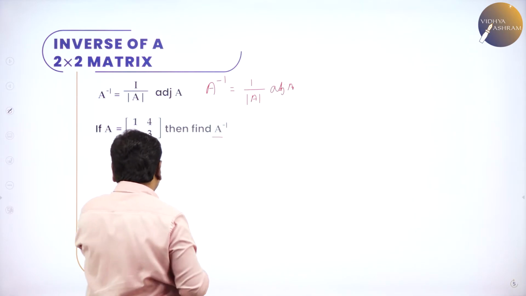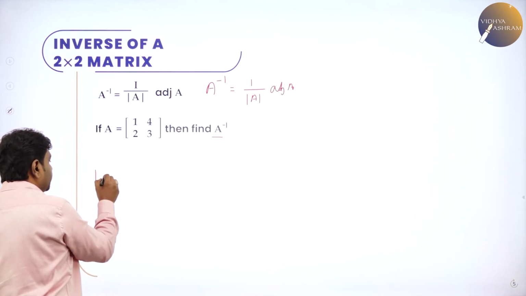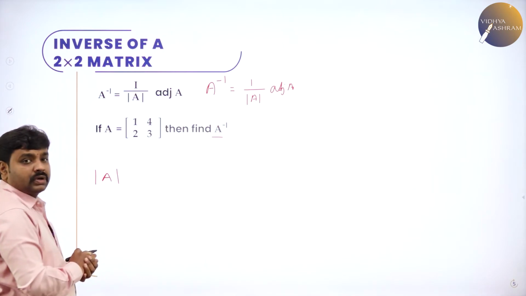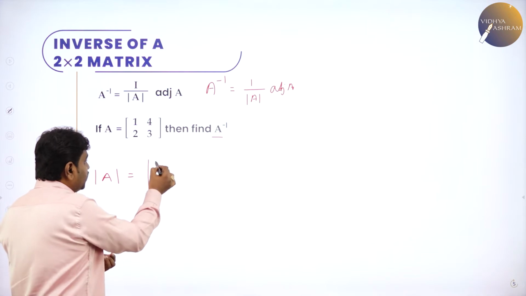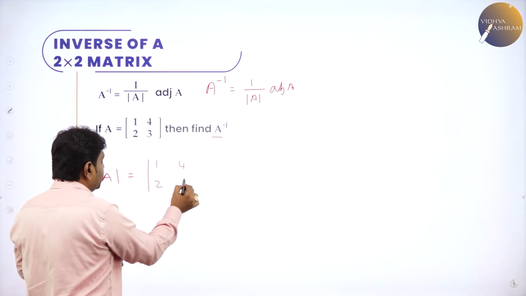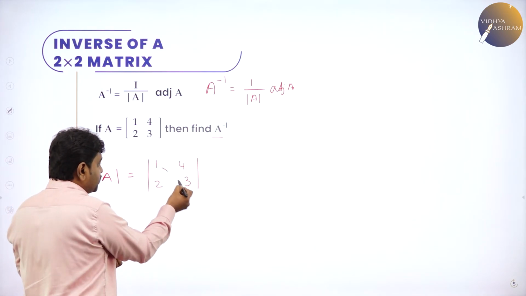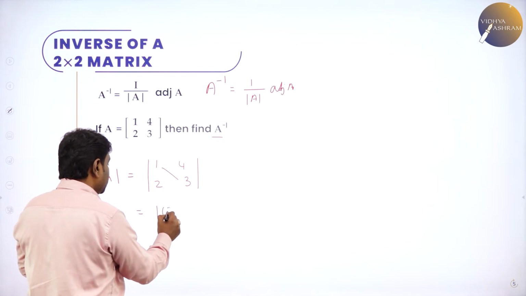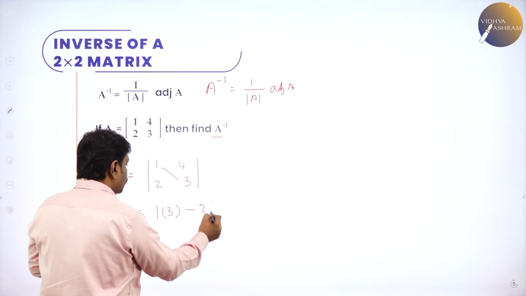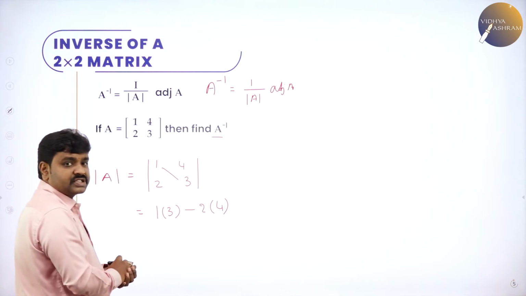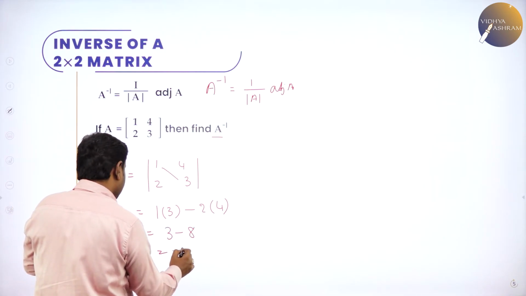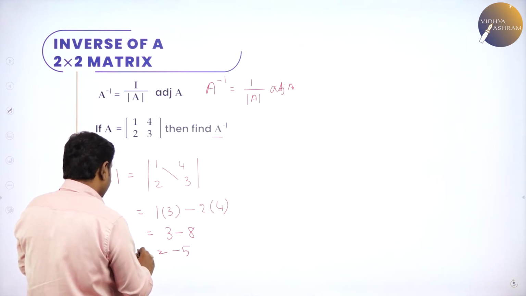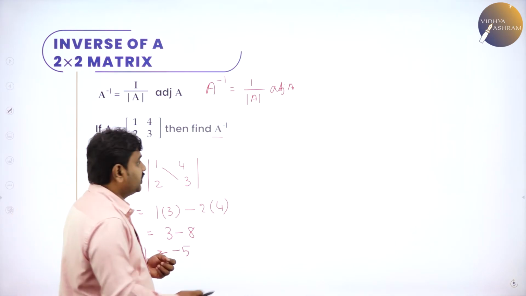Now find determinant A. First we'll find determinant A. All of you know how to find determinant A. So determinant A means what? Determinant of 1, 4, 2, 3. Multiply the principal diagonal. It will become 1 into 3 minus 2 into 4. Simplify this. 3 minus 8 is minus 5. This is determinant A.